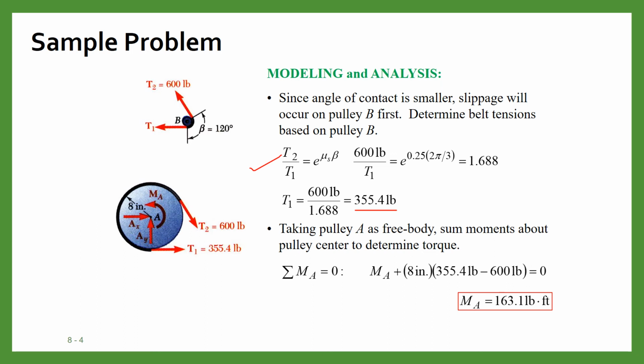Now let us make the balance on the bigger pulley. This is the free body diagram of the big pulley. By summing the moments about A, we have M A, and we will have the moments because of these two tension forces, T1 and T2, and this 8 inch is the diameter of the pulley. So M A plus 8 times the resultant of these tension forces. Finally the moment comes out to be 163.1 pound foot.